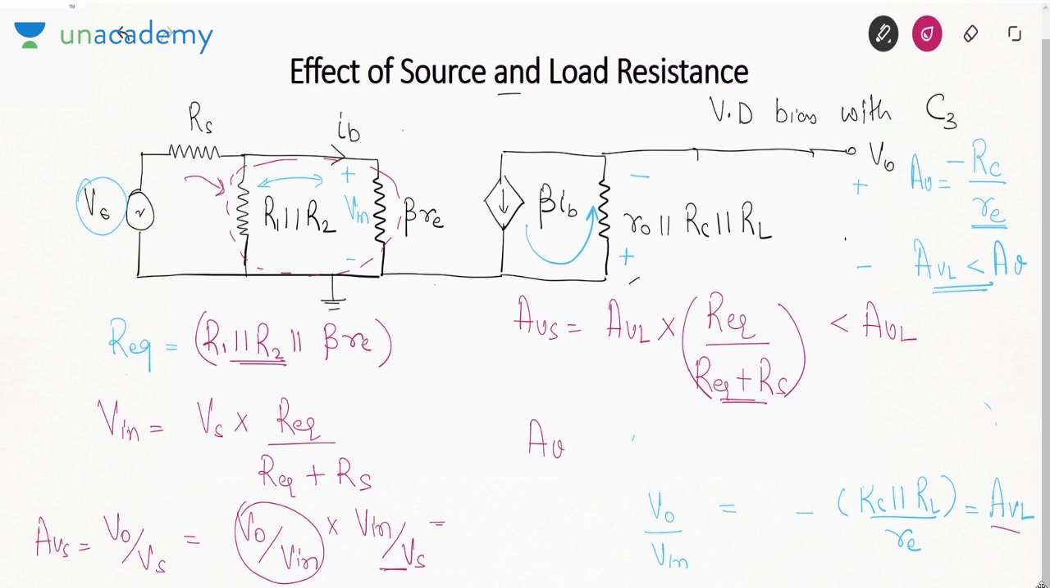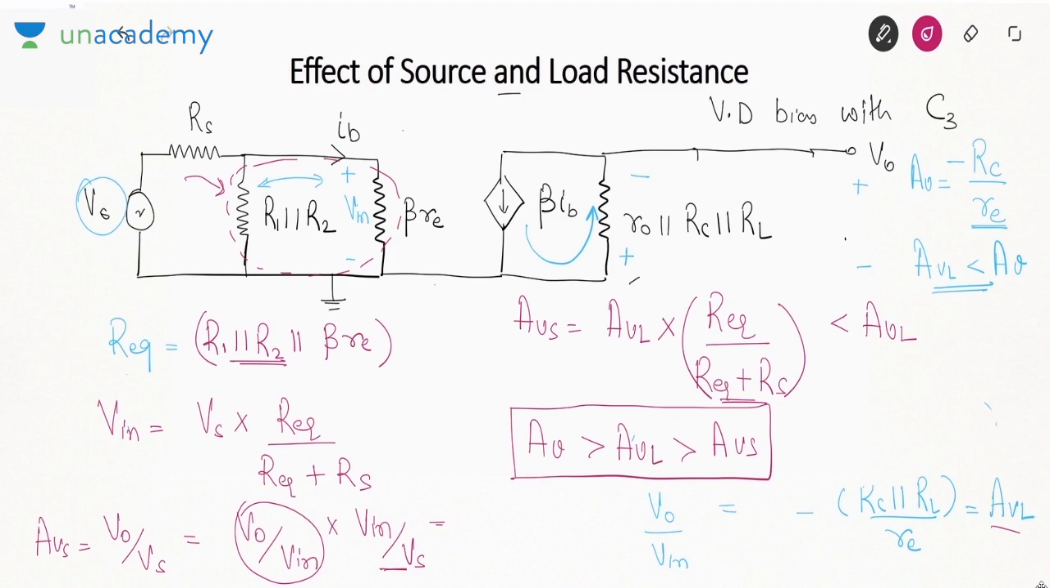So what you can say? AV is greater than AVL is greater than AVS. Which means if you consider load resistance, the gain reduces, and if you consider source resistance, the gain further reduces. So due to the voltage drop across the load and the source resistance, the gain of the amplifier always reduces. So if any question is just asking you the voltage gain, you find out V0 by Vs. Don't get into this terminology AV, AVL and AVS. Find out the final gain, which is V0 by Vs. Always in a problem, the voltage gain should be the overall voltage gain considering RS and RL.